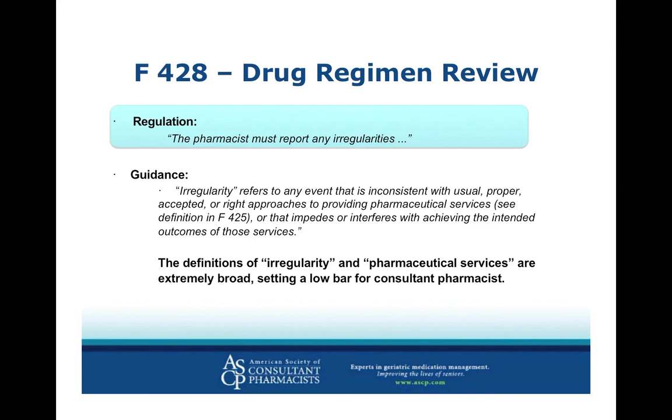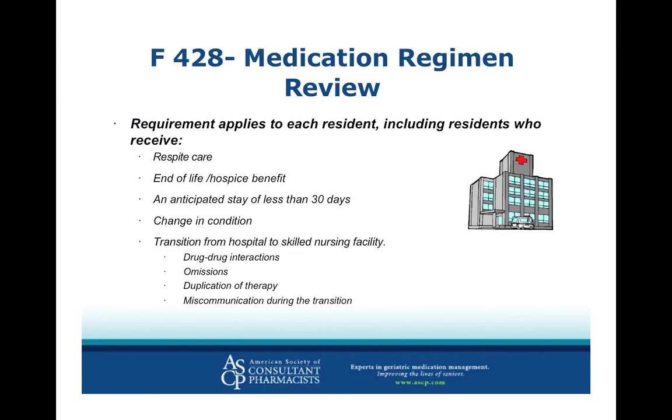The other thing that the updated guidelines do mention is a little bit about drug regimen review. It obviously still says the same thing I taught you last week, that the pharmacist must report any irregularity, but it focuses on that the definition of irregularity in pharmaceutical services is extremely broad. We're going to talk about F-tag 425 in 2 weeks, but when we talk about F-tag 329, you want to make sure that for the medication the patient is on, there's benefit and there are no risks occurring, no adverse drug reactions occurring.